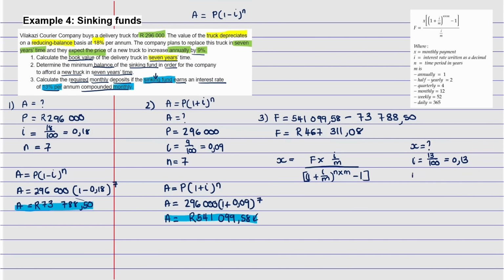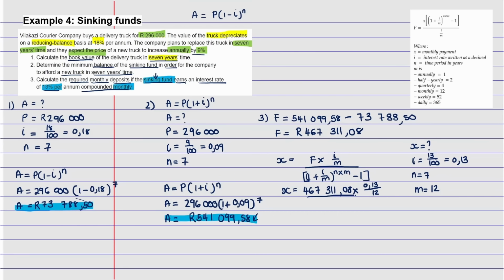Then N is 7 years, because that's when I'm going to buy the new truck. And M, since it's compounded monthly, these are the monthly installments that I'm going to make, so it's 12. So this is all the information I have. X is equal to F, which is 467,311.08, multiplied by I, which is 0.13, and this is divided by 12.